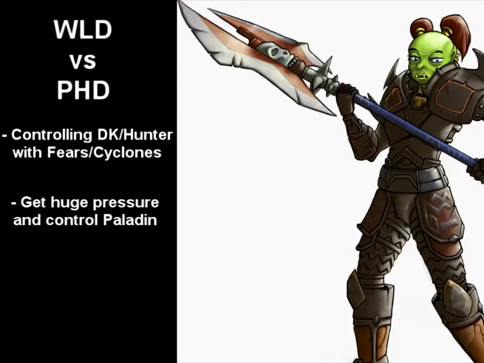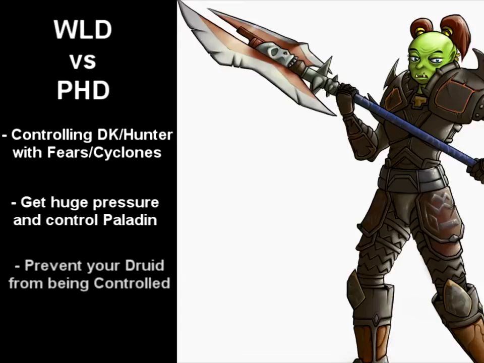What we can do though is control the fight, and that's basically controlling with fears and cyclones and not allowing our Druid to get CC'd, not allowing our Warlock to get CC'd if they're on someone else. But it's just about freeing up. My goal, basically, as the warrior, is about freeing up my Druid and my Warlock to be able to control the fight.